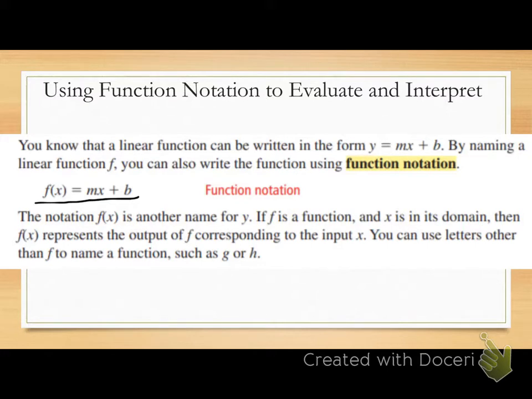Did a whole lot change from y equals mx plus b to that? No. What's the only thing that changed? The f with the x thing. The y changed to that, right? So we would read this as f of x. It's not f times x, it's not fx, it's f of x. Everyone say f of x. F of x. F of x.